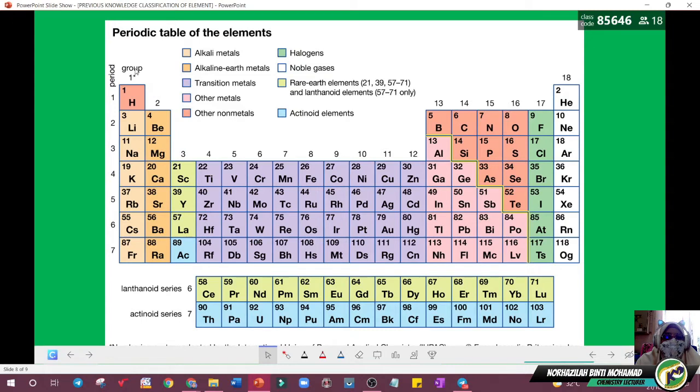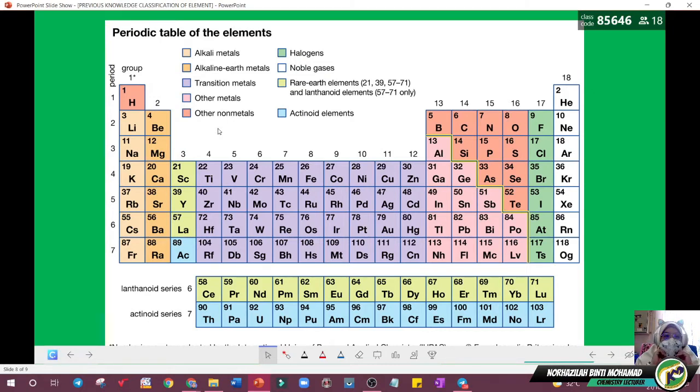Okay, how about period? Kalau period kita kena baca melintang lah, horizontally. Okay, so this is the period. We have a total of 7 periods. Okay, how about block? Which part of this periodic table represents the block? Yang ni kita baru nak belajar lah. Actually we have 4 types of block: S block, P block, D block and F block.